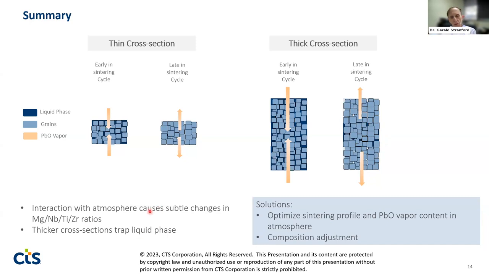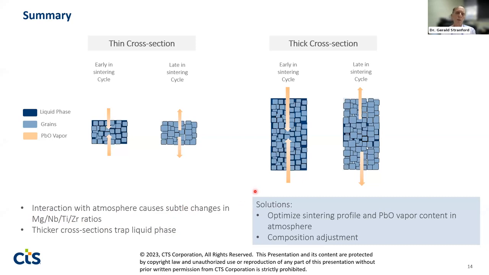So a couple of things are probably going on here. I mentioned the trapped liquid phase. In the presence of that liquid phase, it would just naturally bring the properties down a little bit because it's not going to perform as high as the base composition. But also, due to some of the interactions with the liquid phase, and what gets dissolved into it and what gets precipitated out, we're probably having some subtle shifts in the ratio of the major cations that are sitting on the B site.